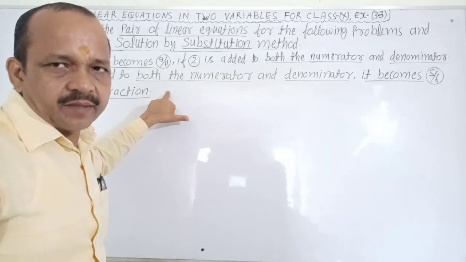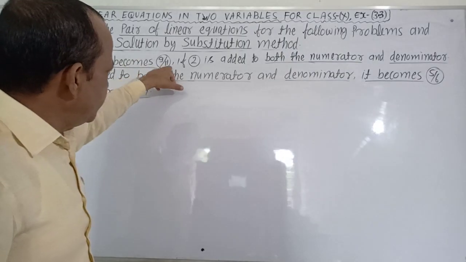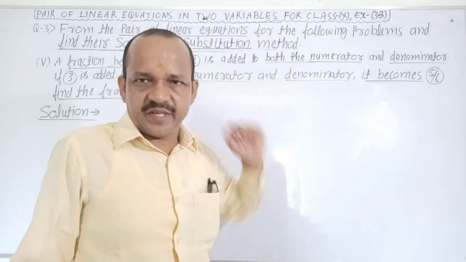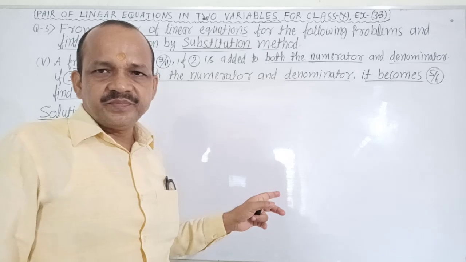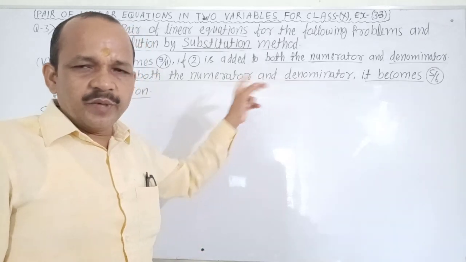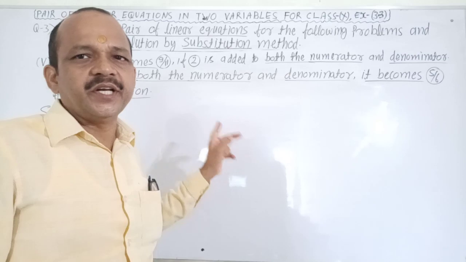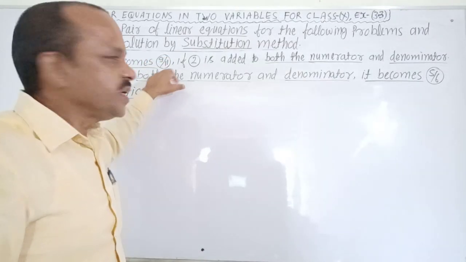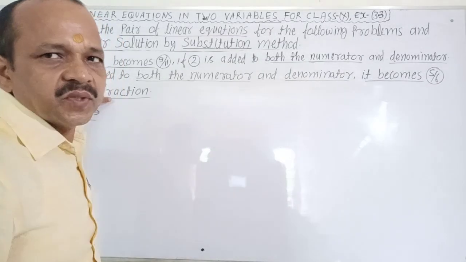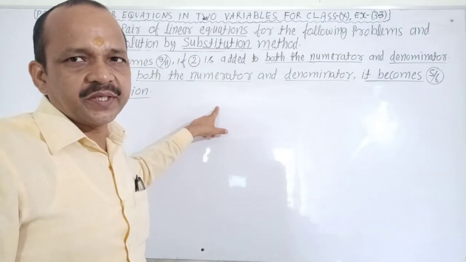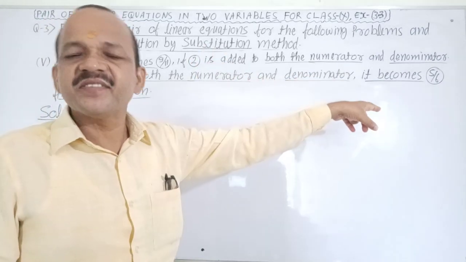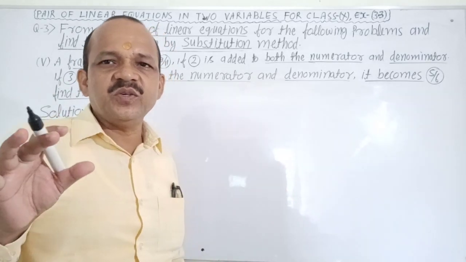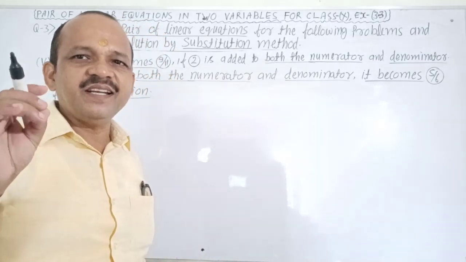According to the question, a fraction becomes 9 by 11 if 2 is added to both the numerator and denominator. It means you add 2 in the numerator and 2 in the denominator, then the fraction becomes 9 by 11. If you add 3 to the numerator and denominator, then the fraction becomes 5 by 6. Find the fraction. The question is clear, it is very easy.